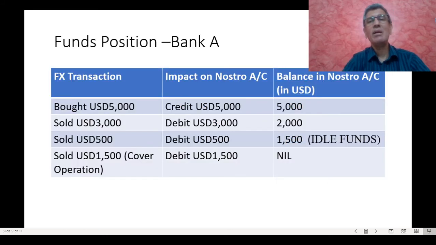So let's see the impact of these transactions on the balance lying in the Nostro account of the bank A. So the first transaction, as we saw in the previous slide, is that the bank bought 5,000 US dollars. As we saw earlier, a buying transaction results in a credit to the Nostro account. So this amount gets credited to the Nostro account of the bank, and at the end of this transaction, the balance in the Nostro account will be US dollars 5,000.